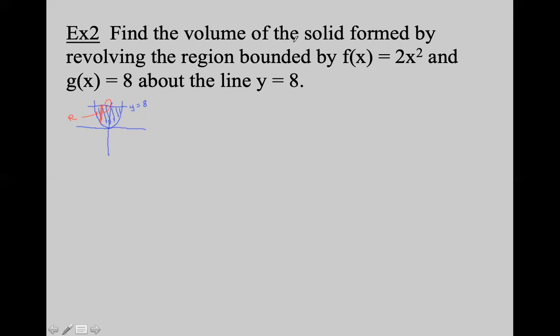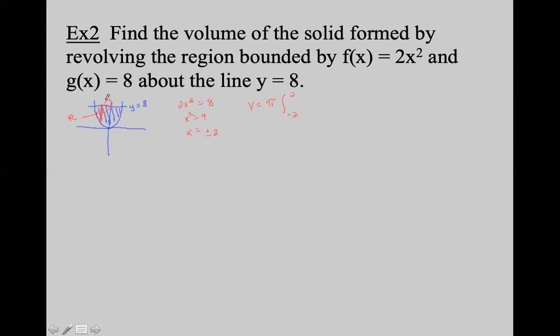Another thing I'm going to need to know here, notice they didn't give me my limits of integration, so I need to figure those out. So I'm going to take 2x squared, set it equal to 8. I divide both sides by 2, and I get x squared is equal to 4. So x equals plus or minus 2. Those are my limits of integration. I have that my volume will be equal to pi times the integral from -2 to 2.